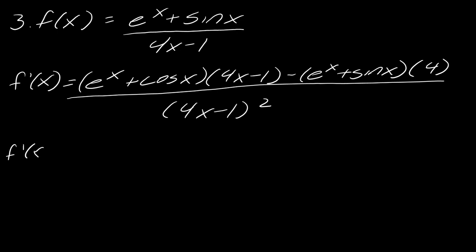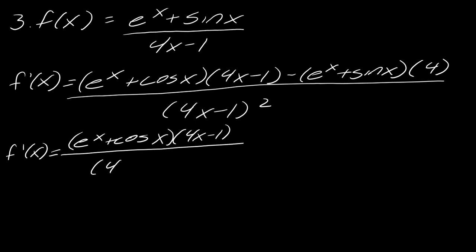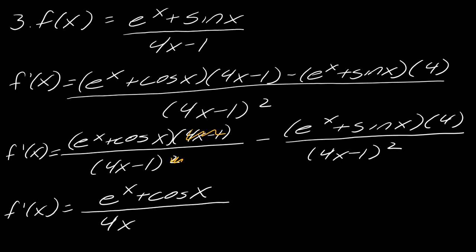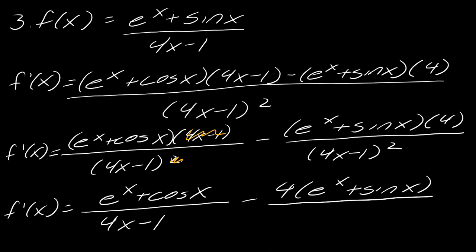The other simplification you could make here is to separate these pieces into two different fractions. So I've got this fraction here, and then I'll have this other fraction here. By breaking up the two pieces, I can cancel out this 4x minus 1 with one of these factors. So this is going to be e to the x plus cosine of x over 4x minus 1, minus 4 times e to the x plus sine of x over 4x minus 1 squared. And so there you go.